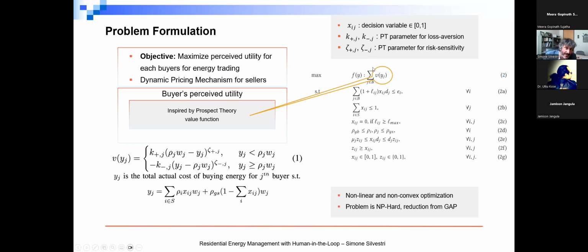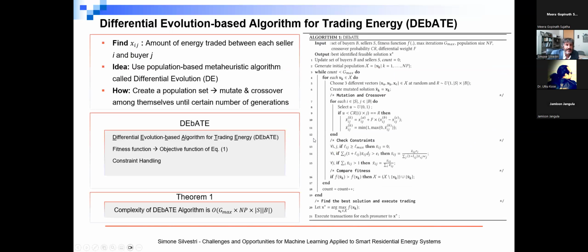So we want to maximize the utility function of the users while matching supply and demand, taking into account losses and various system constraints. I'm not going into the details of each of these equations, but basically that's what you're doing: matching supply and demand by maximizing the value function of the sellers. This problem is nonlinear, and we also prove in the paper that it's NP-hard from a reduction from the general assignment problem. So of course you cannot solve it optimally, especially for big networks. So we rely on a differential evolution algorithm to do that.